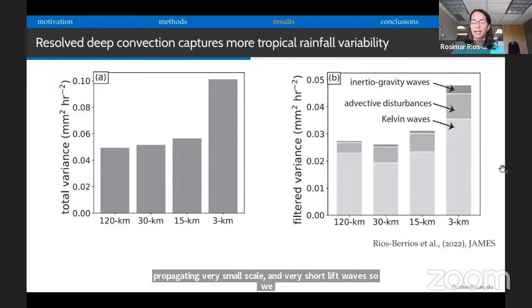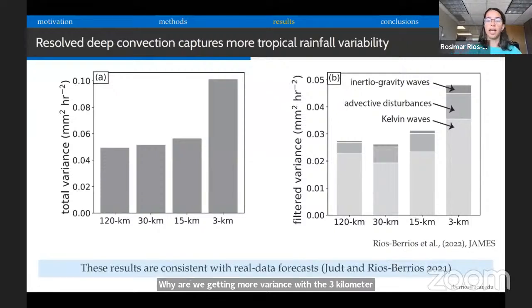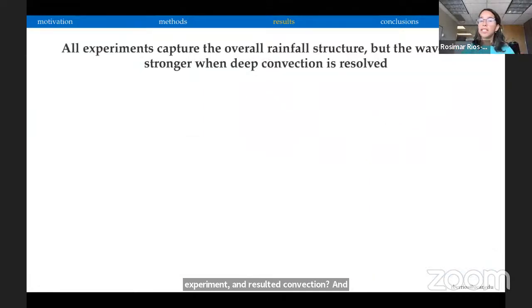As I said in my title, we're interested in looking at the structure of these waves to try to understand better why we are getting more variance with the 3-kilometer experiment and resolved deep convection. And so it turns out that all of these experiments capture the overall rainfall structures, but the key difference is that the waves are stronger when deep convection is resolved.